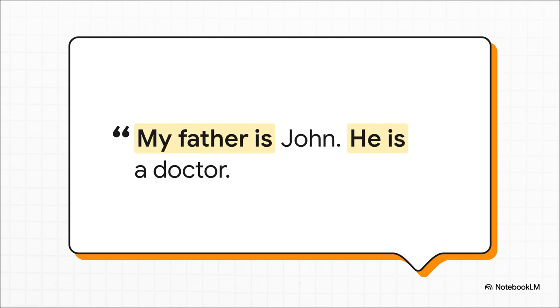And finally, you can combine all these skills to talk about the important people in your life, like your family. My father is John. We use is here because my father is just another way of saying he. And to talk about his job, another fact, we use it again. He is a doctor. You're already using multiple rules in just 2 sentences.